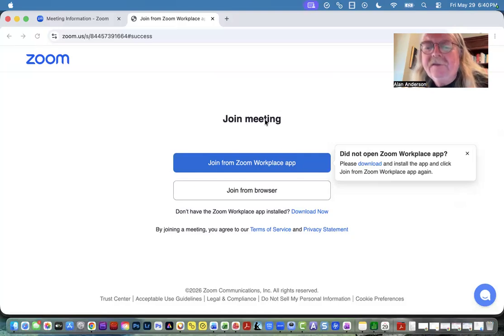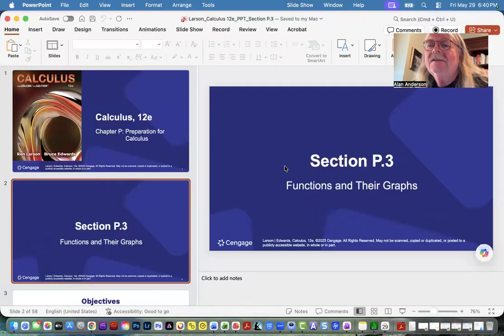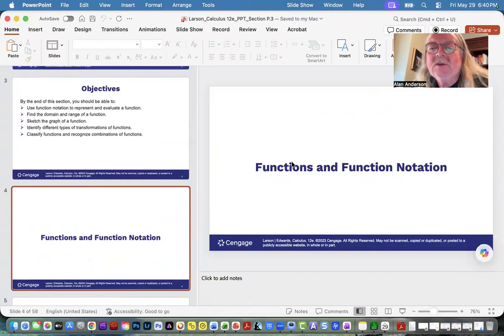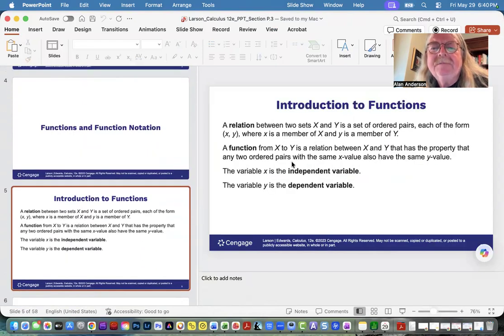Okay, so now we're ready for the third part of our preliminary chapter, section P3, functions and graphs. And of course, there's a lot of other topics in this section too. We'll start with functions and functional notation. So, as I briefly mentioned earlier, a relation between two sets is a set of ordered pairs. But not every relation is a function.